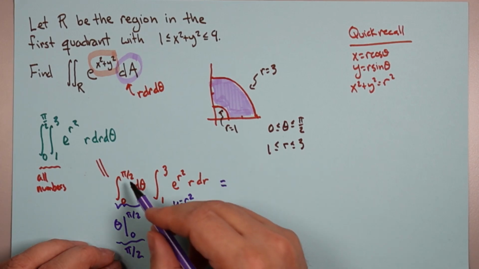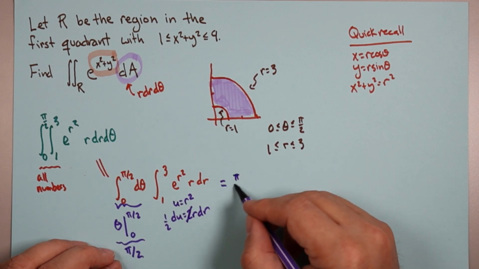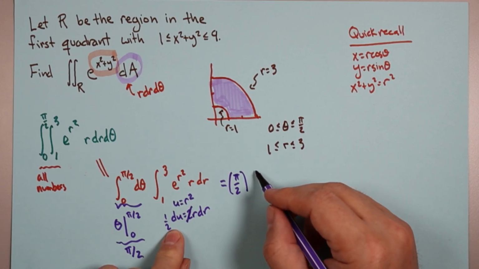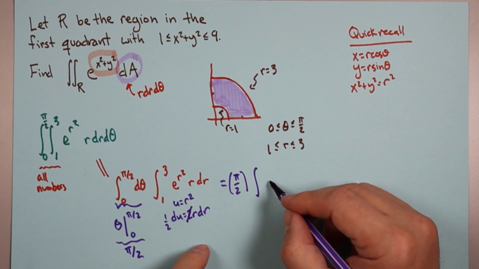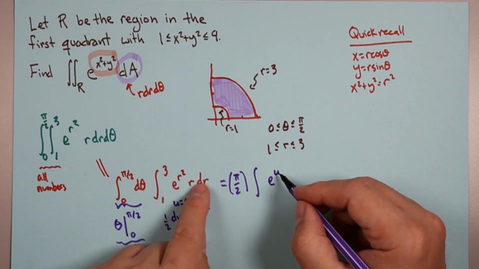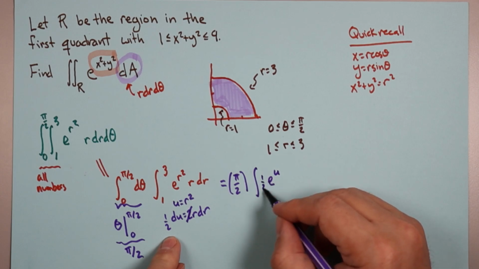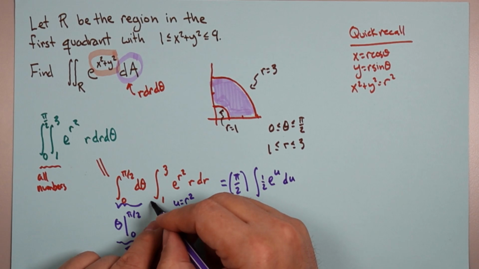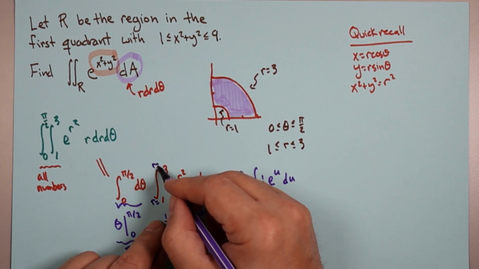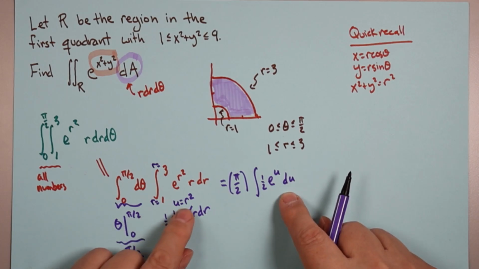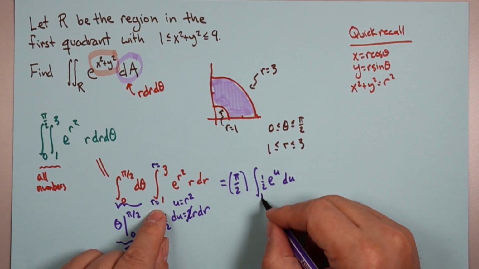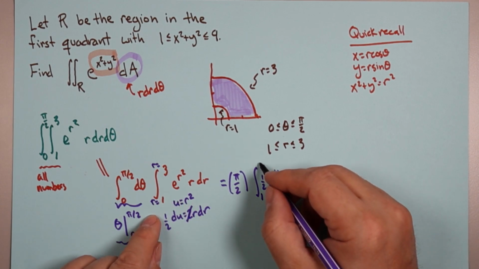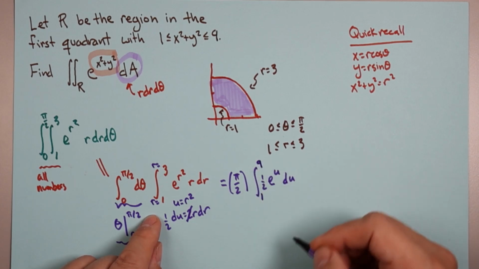So we have the pi over 2 coming from the first integral. Then we're going to have the integral of e to the u. r dr will become a 1/2 du, and then we update the bounds. These are currently r bounds. We've got to update them to u bounds. So if r equals 1, u equals 1. If r equals 3, u equals 9, 3 squared.